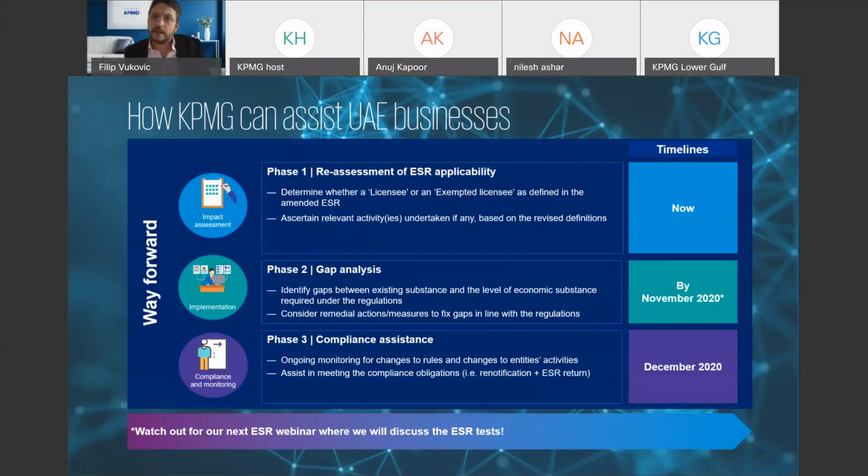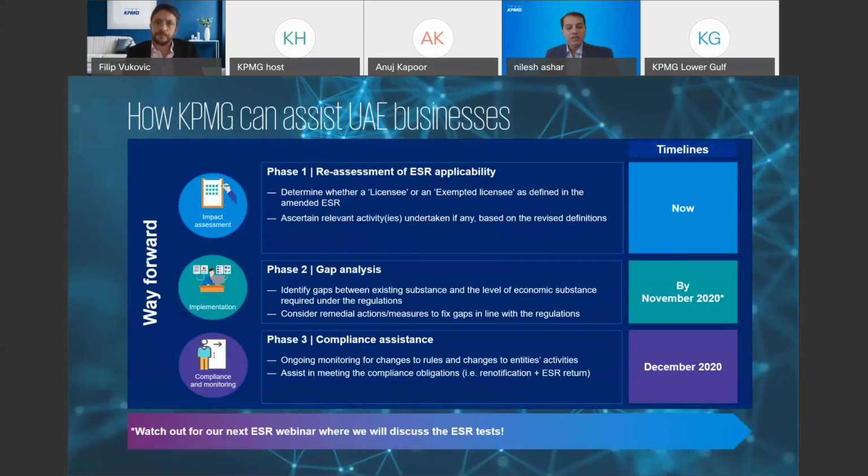Thank you, Anush. Nilesh, I had a specific question here. It says, in case of entities registered in the UAE but being taxed on their income in other jurisdictions, does this fall within the exemption criteria that you were mentioning previously? So the short answer is no.